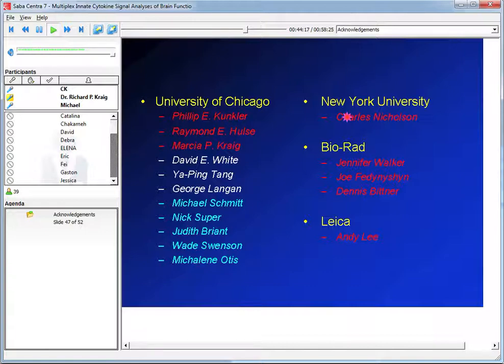Well, Charles Nicholson's my thesis advisor, and that Journal of Neuroscience 2005 paper was a current source density analysis paper that let us see for the first time how the currents of spreading depression, not in speed, but in movement, resemble those of learning. And of course, over the years, I've had a lot of help, first from Jennifer Walker when she was here. Joe Fednitishin helped us with setting up the Bio-Plex, and Dennis Bittner has always been a help to us in trying to push us along to new things. And Andy Lees from Leica gave me that real neat movie of the piece of tissue dropping. And I'll stop there, and I think I'm ready for questions or however you'd like to proceed.